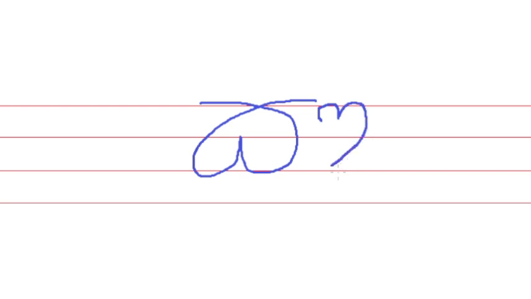First we have to write the letter Ka. Then write the vowel Au symbol. Kau.